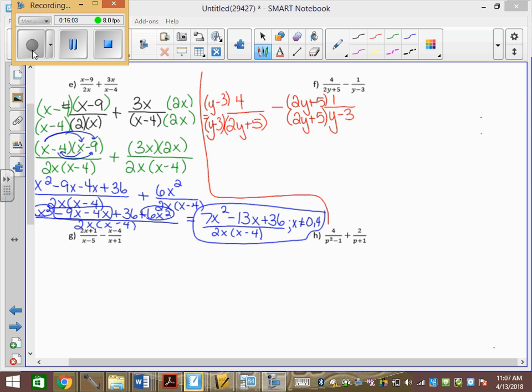Now, do I FOIL the denominators? No, if you FOIL them, you can't get your NPVs, right? So don't. So I'm going to distribute the 4 in. So I get 4y minus 12 over y minus 3, 2y plus 5, minus 2y plus 5 over 2y plus 5, y minus 3.